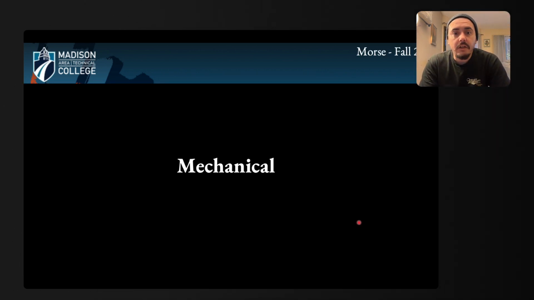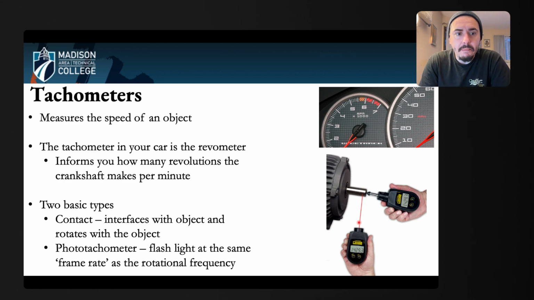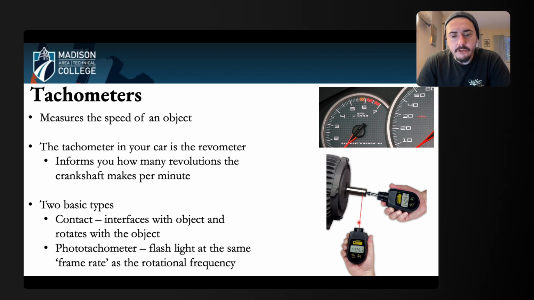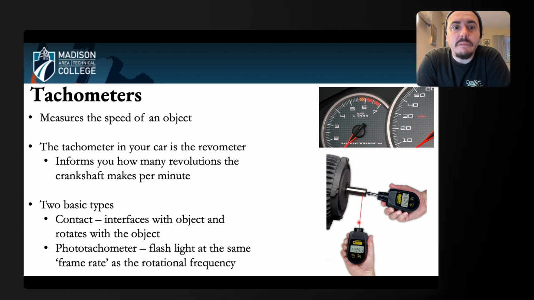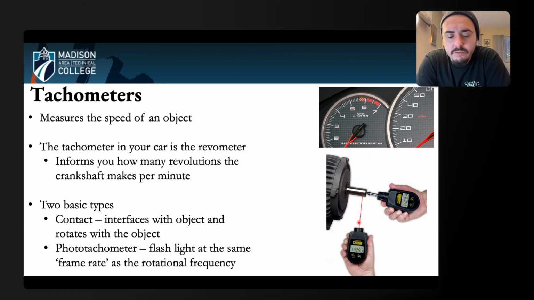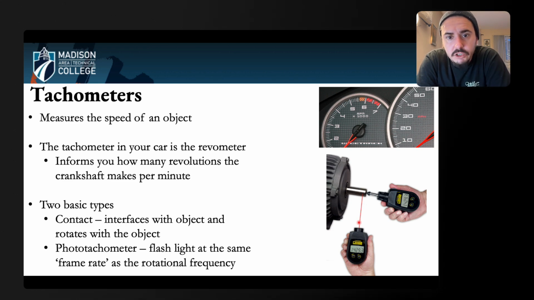All right, so now we're going to look at mechanical tools, tools to measure mechanical properties and basically diagnose systems that way. One thing that we're all familiar with, whether or not you've called it this before, is a tachometer. This measures the speed of an object, and you've seen this because it's in your car. Your rev meter in your car, which just measures the revolutions of the crankshaft per minute, so RPM, is a form of a tachometer.